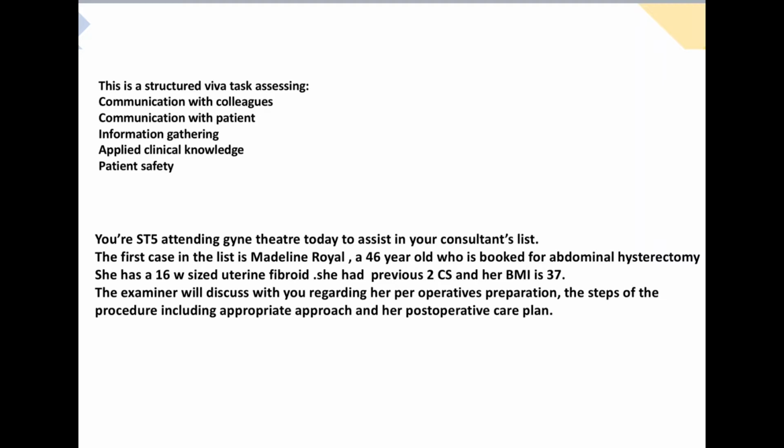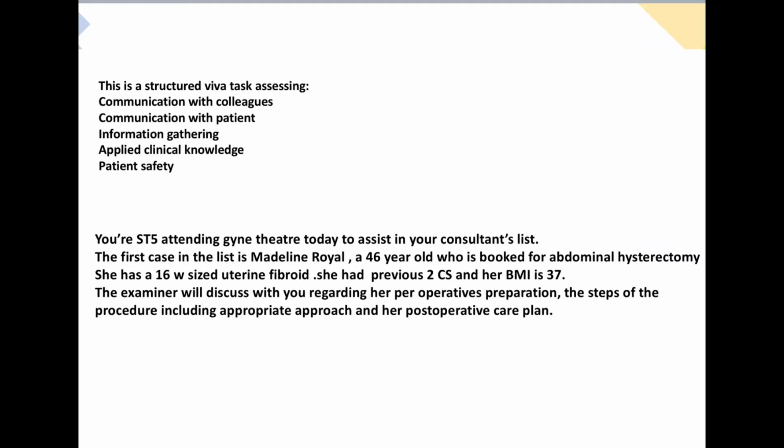She has a 16-week sized uterine fibroid. She had previous 2 cesarean sections and her BMI is 37. The examiner will discuss with you regarding her preoperative preparations, steps of the procedure, including appropriate approach and her postoperative care plan.